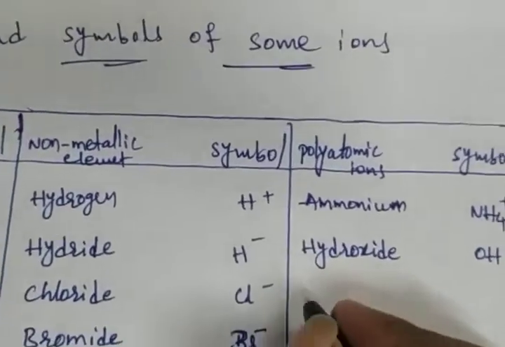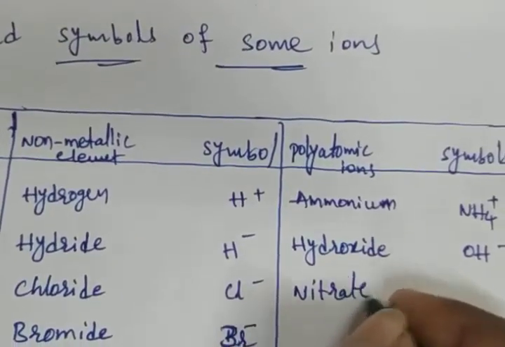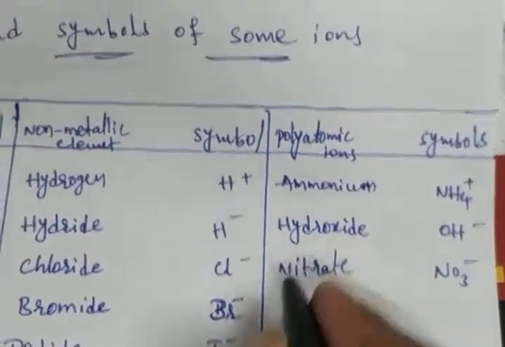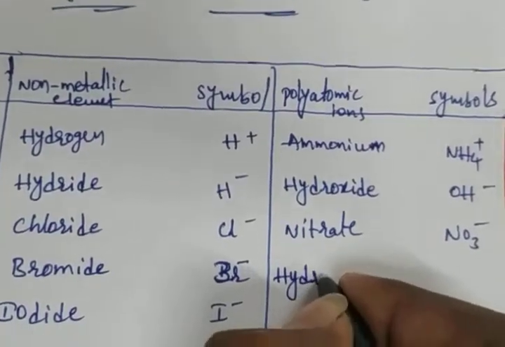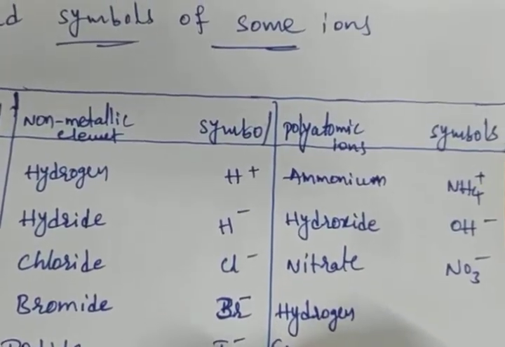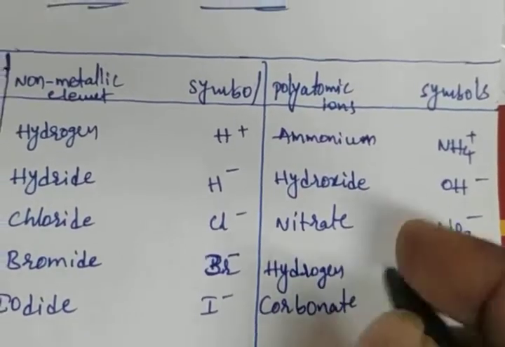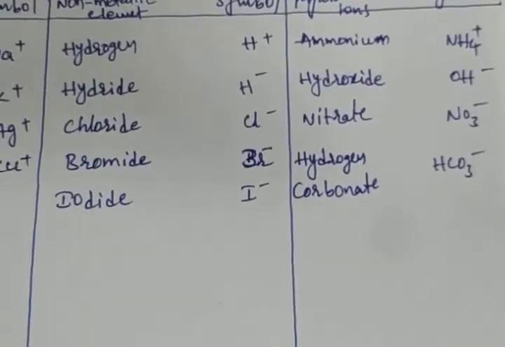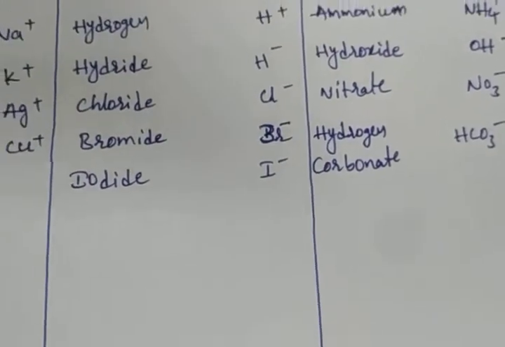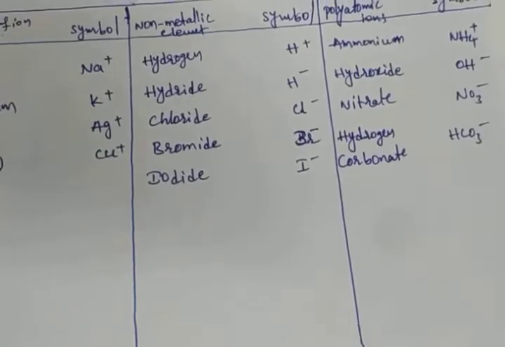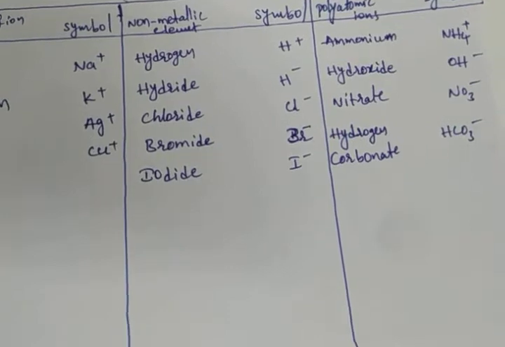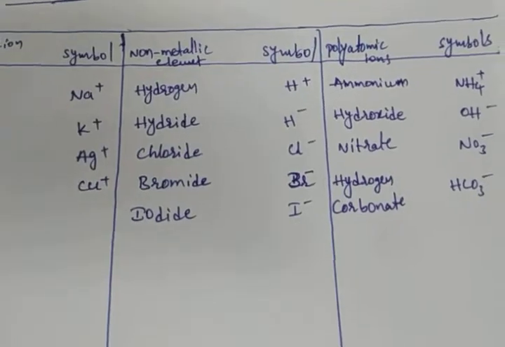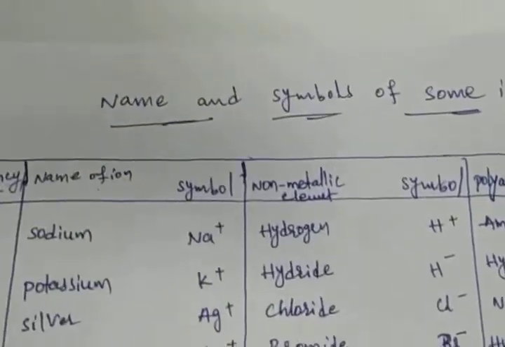And nitrate. Nitrate is NO3 minus. And hydrogen carbonate is HCO3 minus. So these are valency 1: some ions, non-metallic elements and polyatomic ions. Next I am going to discuss the valency 2 ions.